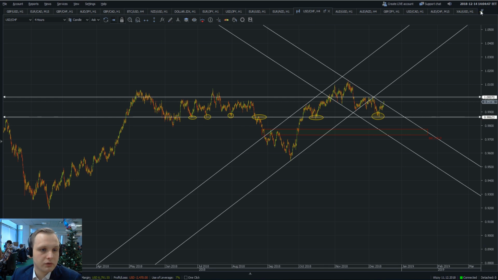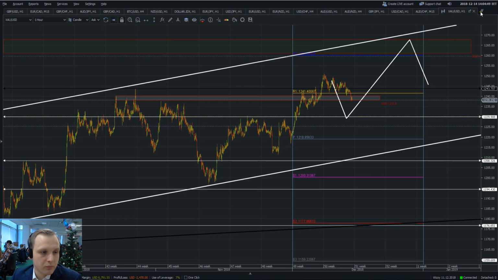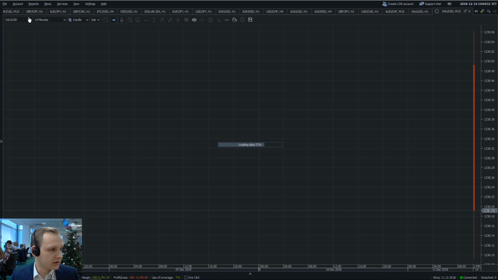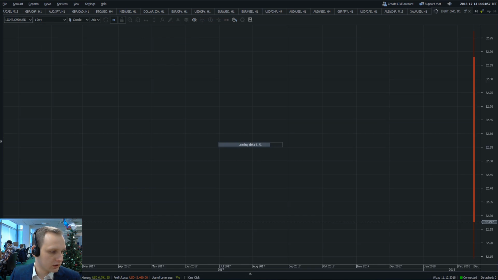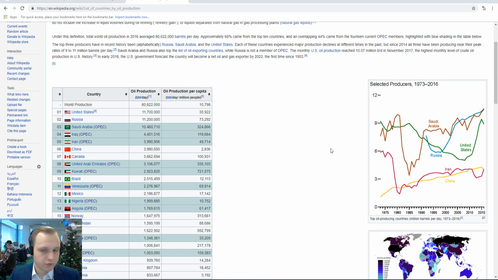To illustrate this right, I'm just going to pop up a chart. I don't need anything specific, just any oil price. Let it load there in the background for me. These guys are always talking about increasing their production, decreasing their production, and I can show you here, by the way, selected producers, this chart here that you can see on the right.